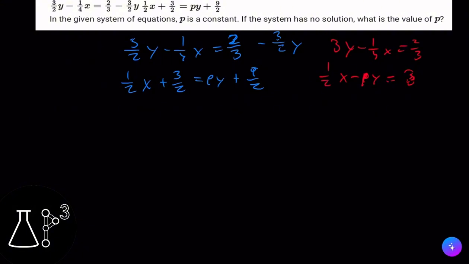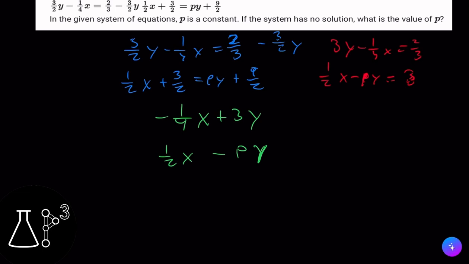So we can rewrite to find our p value as negative 1/4 x plus 3y, and then 1/2 x minus py, to look for my p value, because the numbers can be any numbers, but our coefficients of x and y have to be very specific numbers. Let's analyze our x's, right? I have negative 1/4 x and 1/2 x.